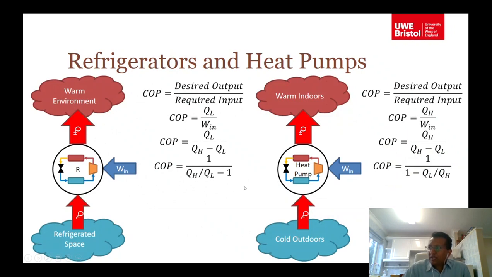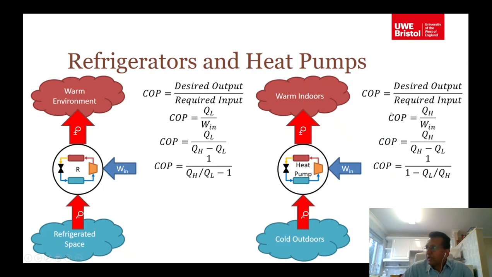So COP is the desired output over the required input. For a refrigerator, your COP is QL over W in. You can always say your QH is equal to QL plus W in. Therefore, you can replace your W in by QH minus QL, so that your COP becomes 1 over QH over QL minus 1.